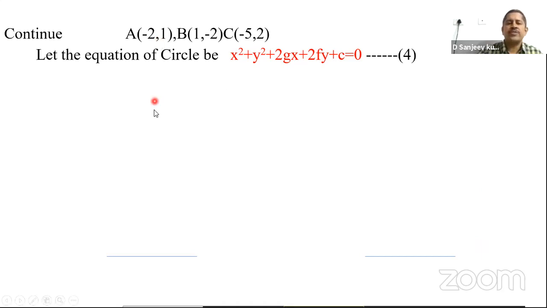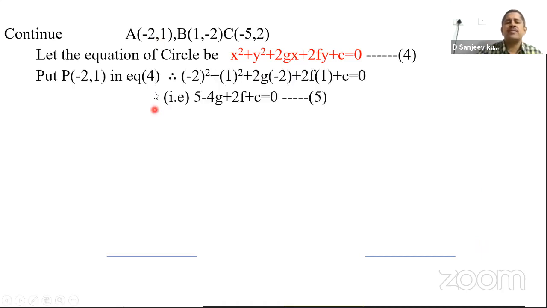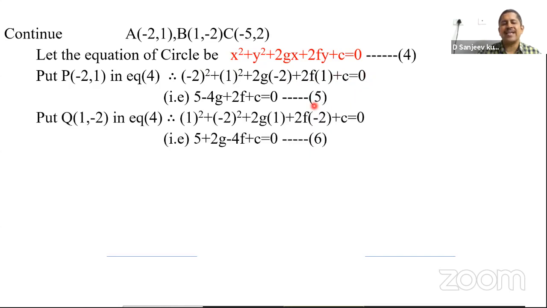Take the first point, minus 2 comma 1, substitute in the equation. So minus 2 whole square plus 1 square plus 2g into minus 2 plus 2f into 1 plus c is equal to 0. So you get 4 plus 1, 5 minus 4g plus 2f plus c is equal to 0. This is what is equation number 5. Then you substitute the second point.